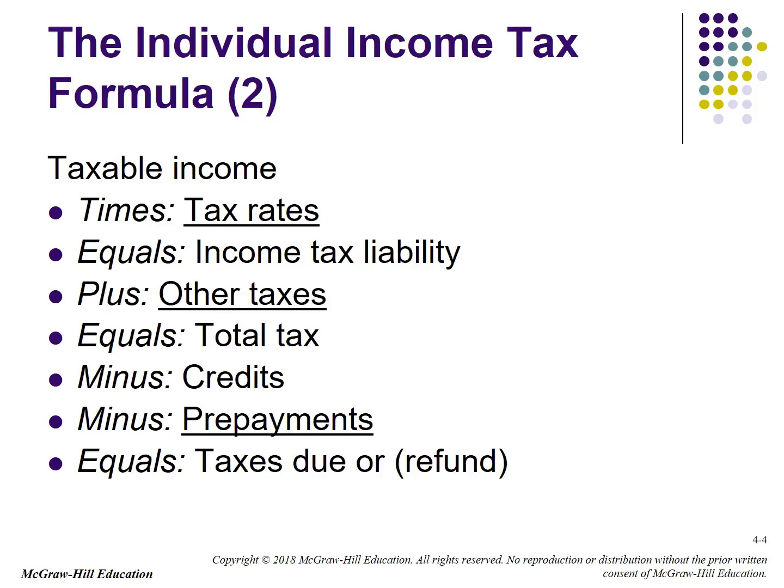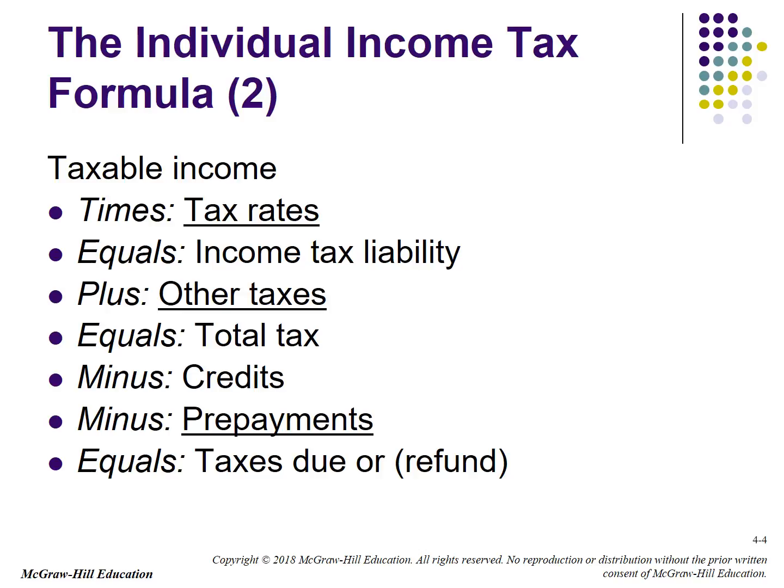Also, we subtract any prepayments that are made. So if a taxpayer pays money in through their employer, so they have federal income tax withholding, that's a prepayment. Some people pay money directly to the U.S. Department of Treasury to cover their tax bill for the year. Okay, so all of these items are then subtracted, and ultimately we get to line 75.